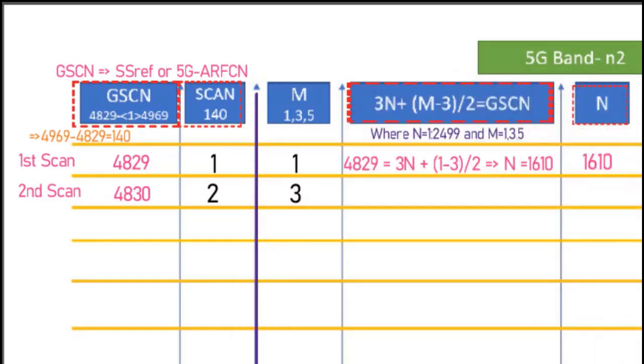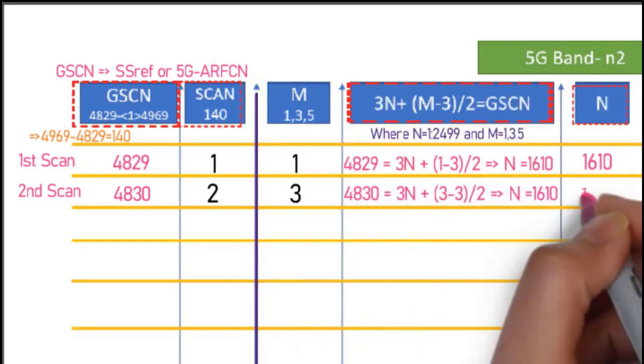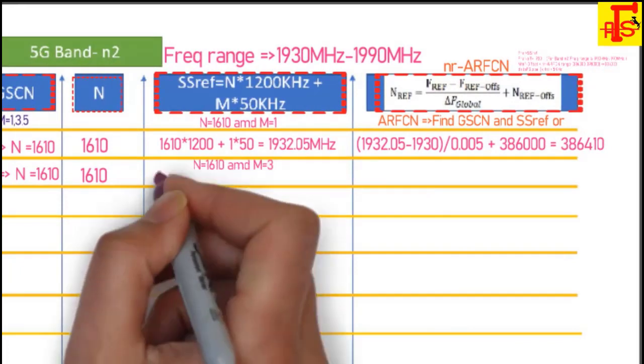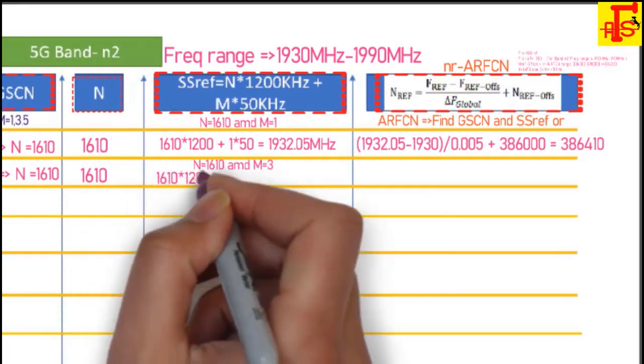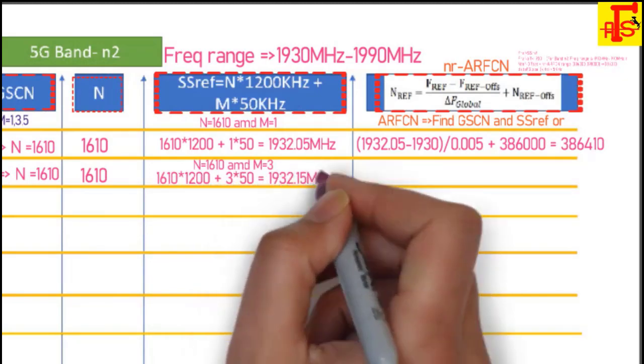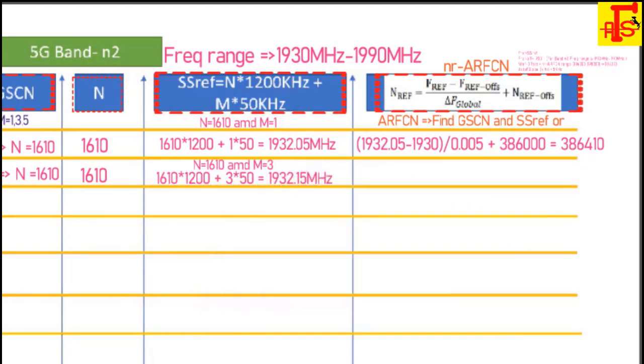For n value is 1610, right? After putting this formula n and m, n value is equal to 1610. Now n is equal to 1610, m is equal to 3. Then SSREF will put in this formula n and m value. Then we will calculate 1932.15, right? So this is the second scan frequency which UE observed, that is SSREF position.